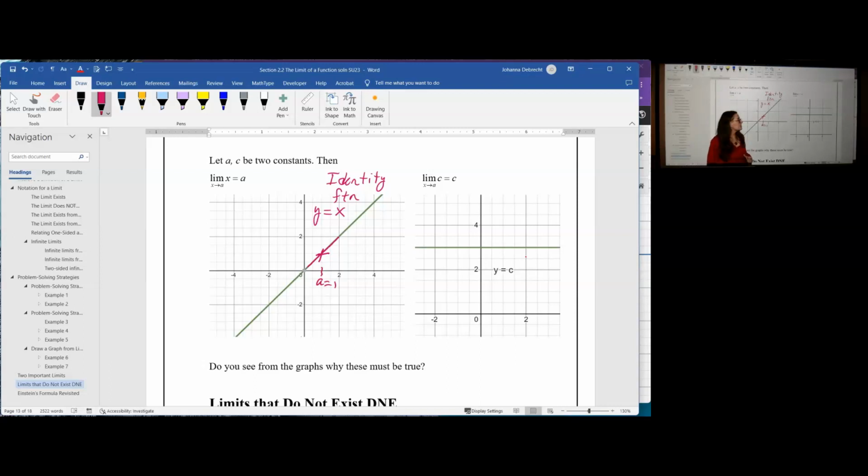And what about a constant function? When we talk about a constant function, we're talking about a function whose equation is y equals c. When I'm looking at something like this, notice that the y value never changes. So if the y value never changes, it doesn't matter what value x is getting close to, y is always c. This gives us two important limits that we'll use as building blocks in the next section.